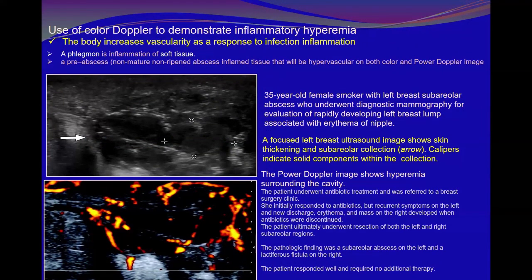Also, color Doppler can be used to demonstrate inflammatory hyperemia. Here we can see these examples. You can see this irregular, hypoechoic lesion with extensive surrounding edema. Look here how it is associated with hyperemia in this power Doppler, in a case of phlegmon. This is a phlegmon, a 35-year-old lady smoker with a subareolar abscess.